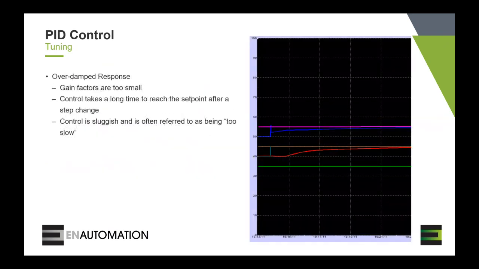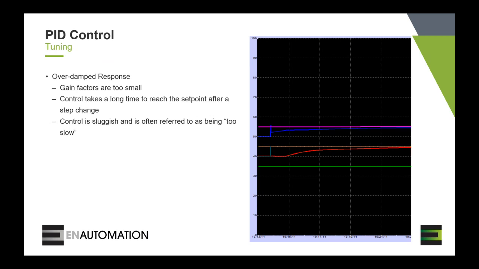There are 3 different scenarios that we can run into with PID control. It's kind of like the fairy tale Goldilocks and the 3 bears. One scenario is too much, one is not enough, and one is just right. So this scenario is the overdamped scenario, often referred to as not enough. The control is slow and sluggish. The control is referred to as being slow, and it takes the process value a long time to reach the set point.